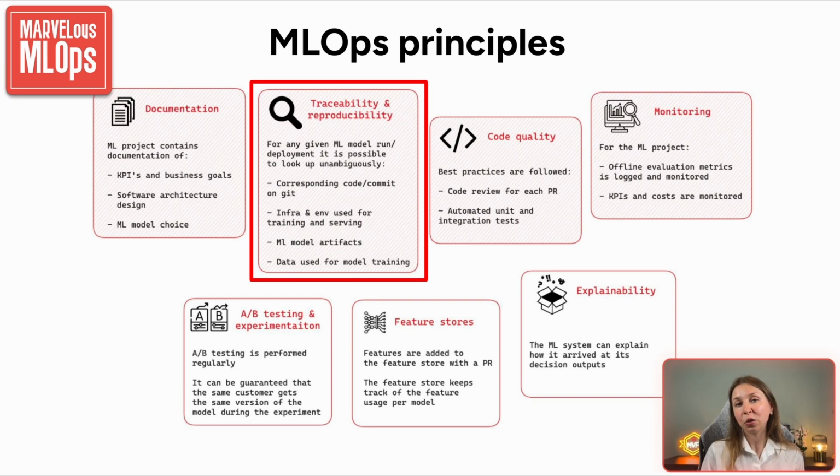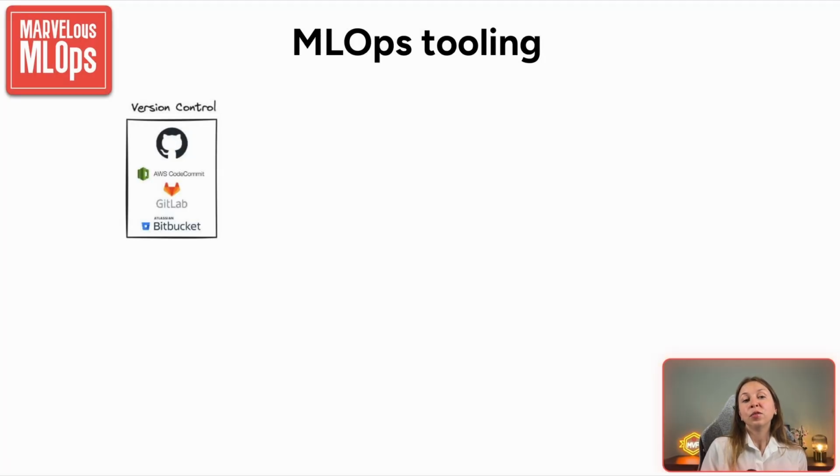Even though in MLOps principles come first, you cannot follow principles without tooling. Let's talk about the tooling. The first tool in MLOps is version control. Your code must be versioned, and there are many tools for that. GitHub, GitLab, Bitbucket. Whatever you have in your organization, just use it.